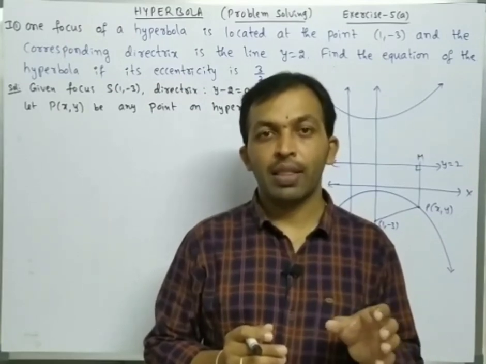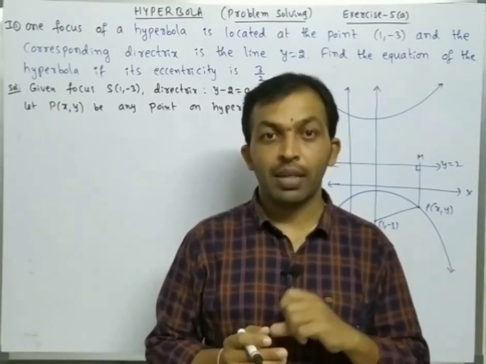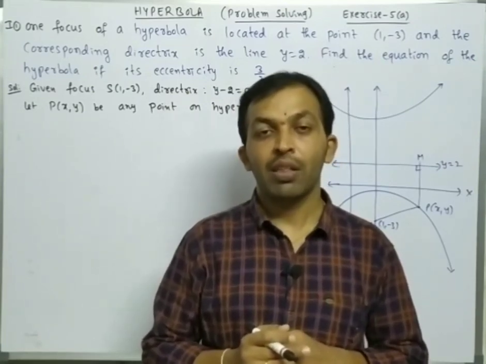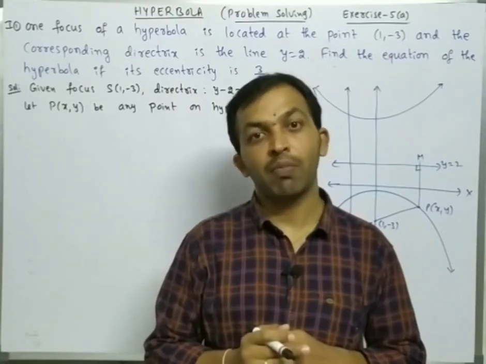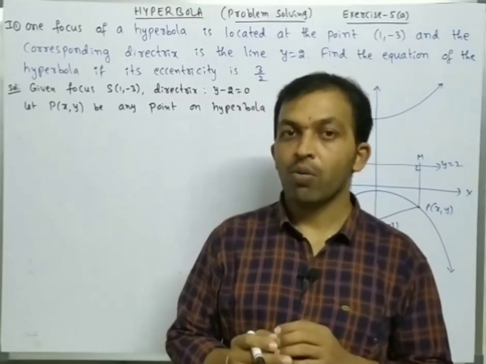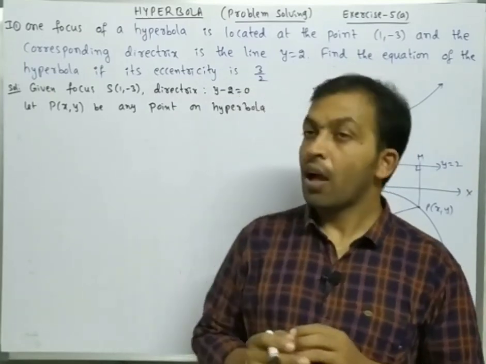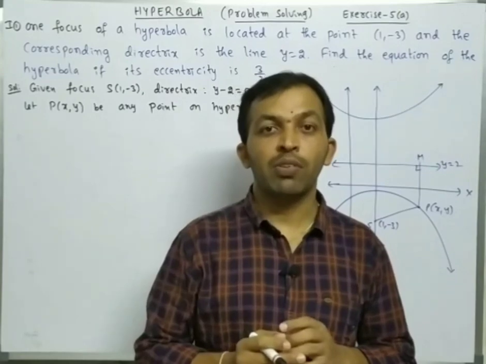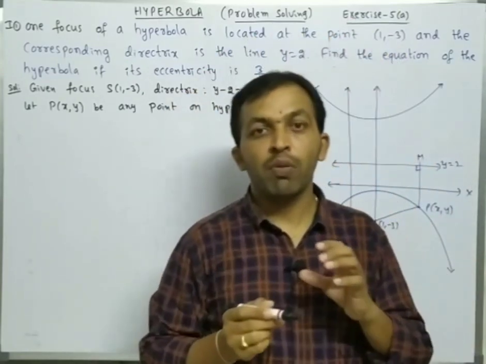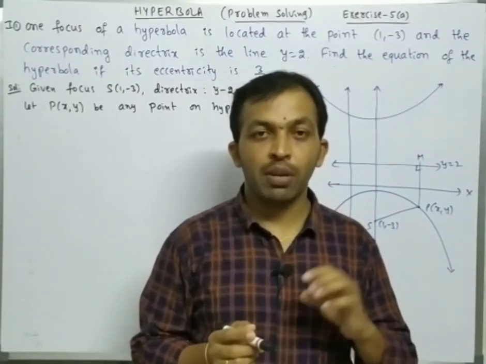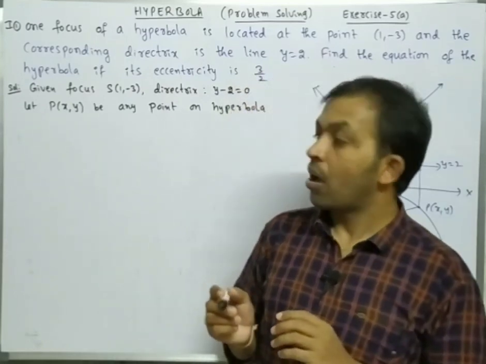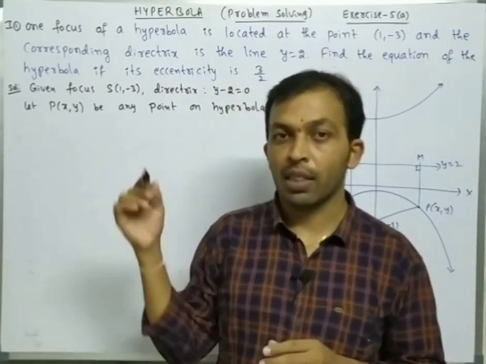eccentricity, and length of the latus rectum of a given hyperbola, and next finding equations of tangents and normals, etc. So solve those problems and do the extra work also. Now in this video, I am giving the information about exercise 5a. Some of the problems of exercise 5a I explained in the previous video, so the solutions of the remaining problems I am explaining here.